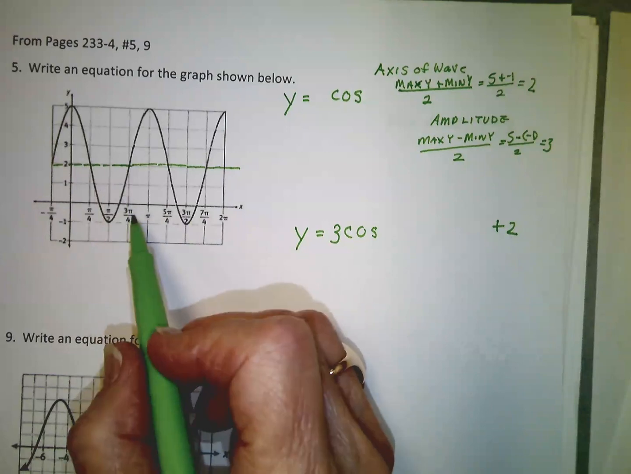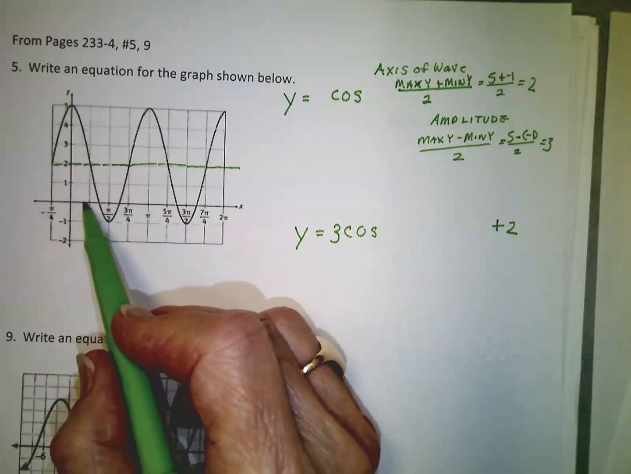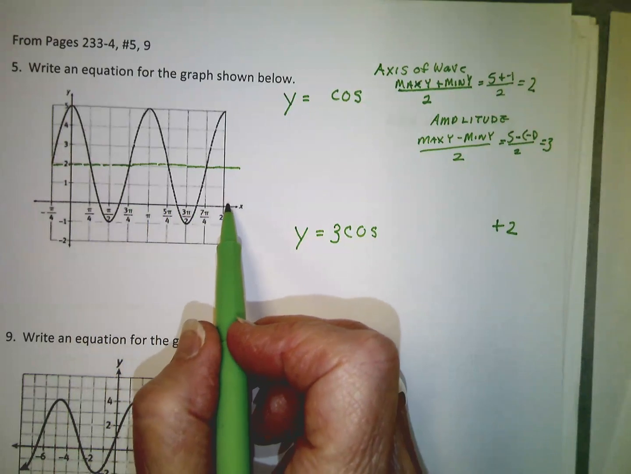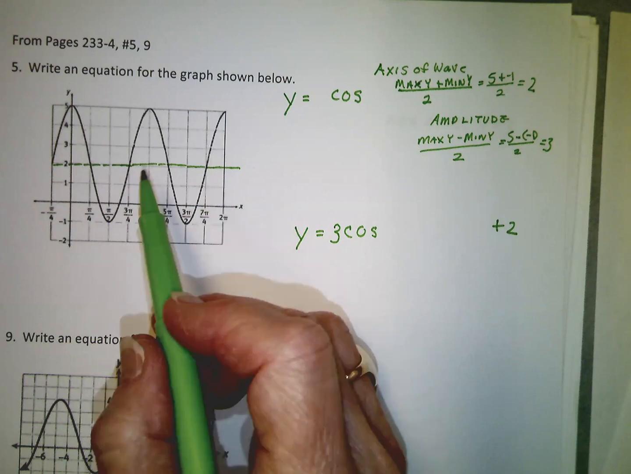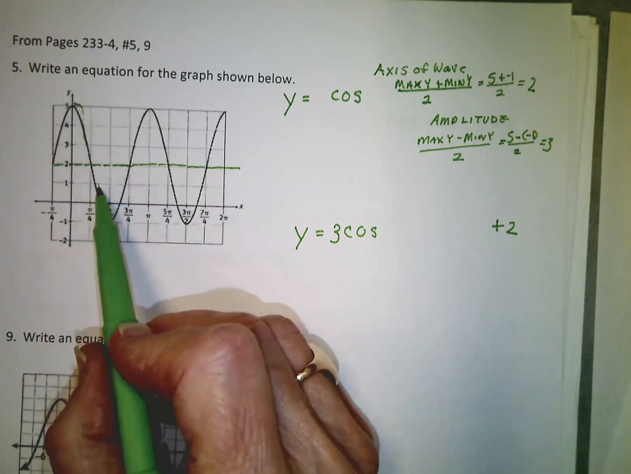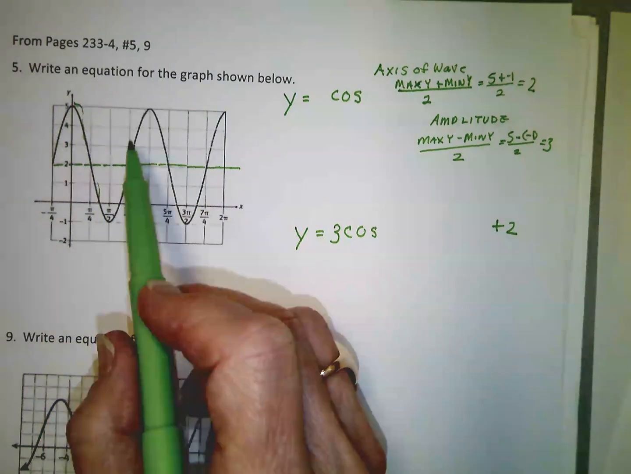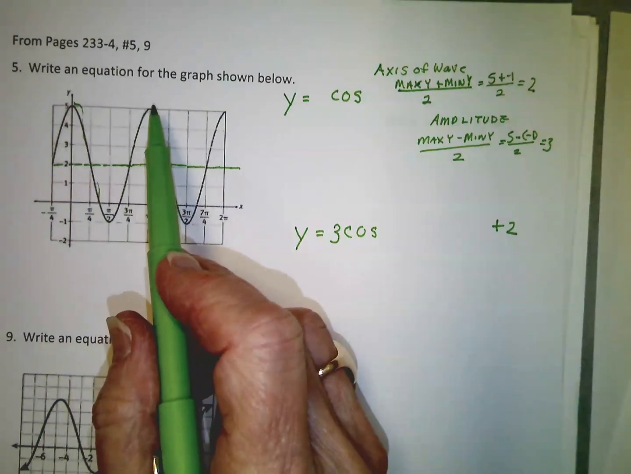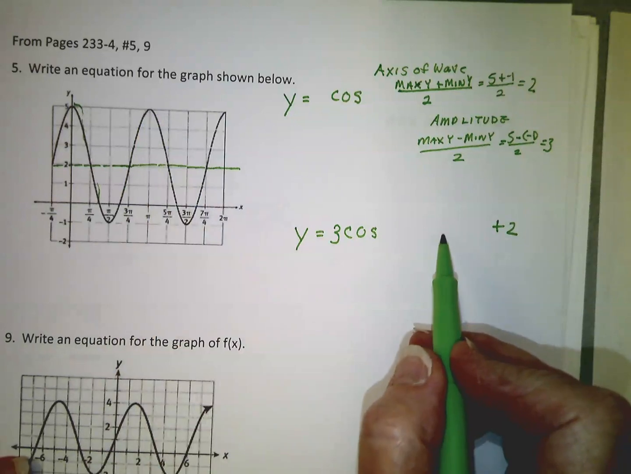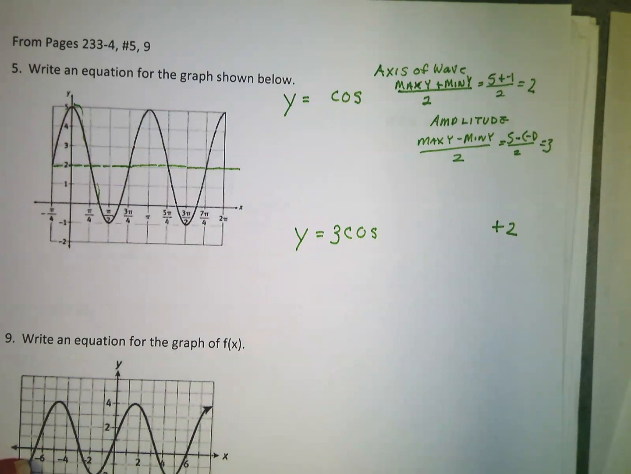Does it take from 0 to 2 pi to get one complete cycle? Now we're working from the graph, so I have to look at the graph. And one complete cycle takes 1 pi. Now the 1 pi isn't what's going to go in here. We're going to have to figure out who the b is.